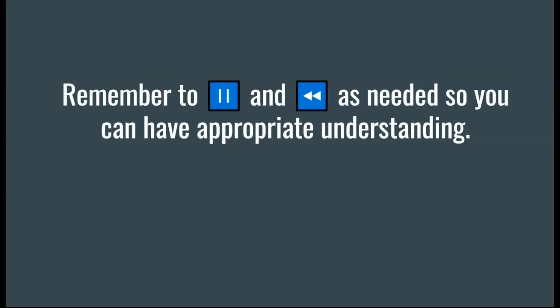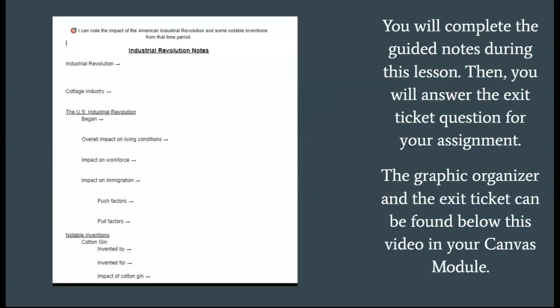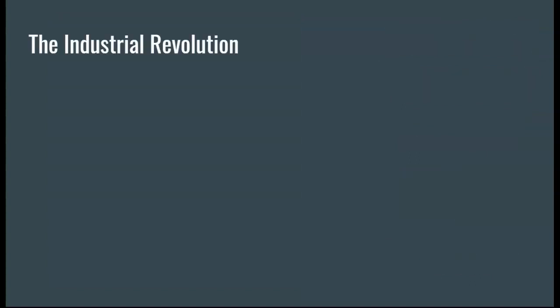Of course, make sure that you're pausing and rewinding as you need, so that way you can have appropriate understanding. Please remember that all of the notes are contained within this video, so definitely be pausing to get them down as you go. And on that note, make sure you have something to write on and write with, whether that be your paper notes or the digital notes. No matter what, make sure that all of the information contained within the notes document is documented within your notes. All right, let's get started. So again, here are our notes, and then you'll be completing an exit ticket as well. Remember, all of this is below in your Canvas module.